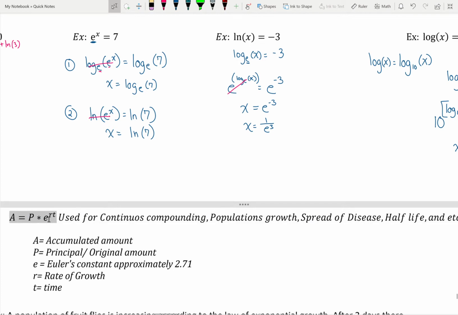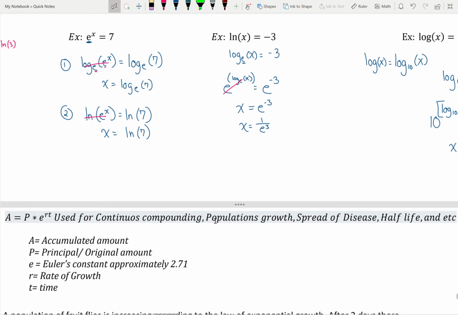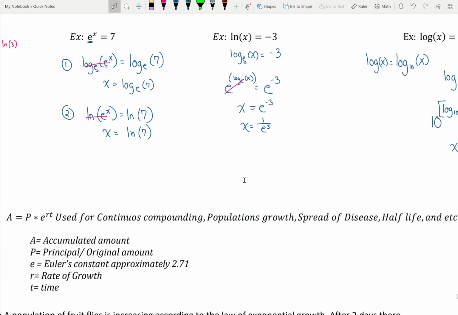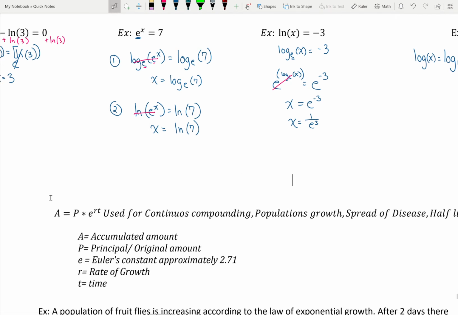Because this formula is not just good for continuous compounding, but it can also be used to model population growth, the spread of disease, half-life, a lot of different really cool things that tend to move exponentially. And let me just give you a reminder of what these variables look like. A represents the accumulated amount after t years has passed.